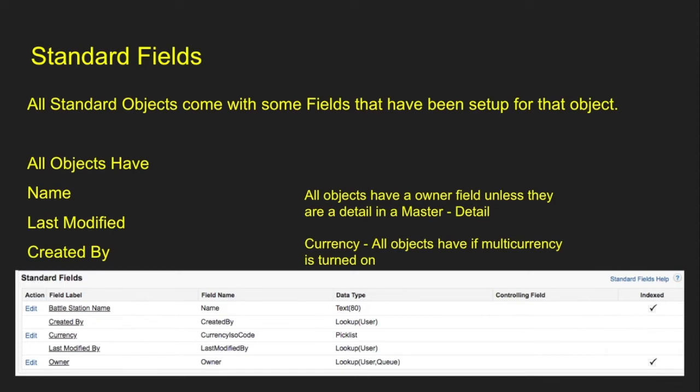And an owner field may or may not be there, depending on whether it's a master-detail relationship, and we'll get into that in a little bit. But typically, every record needs to have an owner. It's either going to have the owner field populated, or it's going to inherit its owner from its master, if it's a master-detail relationship. So it would inherit whatever the owner of the parent record is.